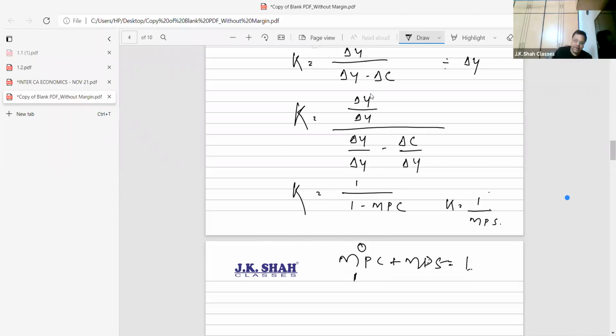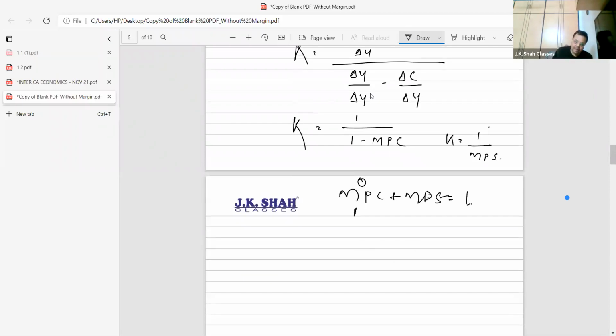So suppose I write over here MPC is equal to 0. First possibility, that is full money you're saving. Second, I'm saying MPC is equal to 1. That is full amount of money you're spending. Come on, tell me fast.